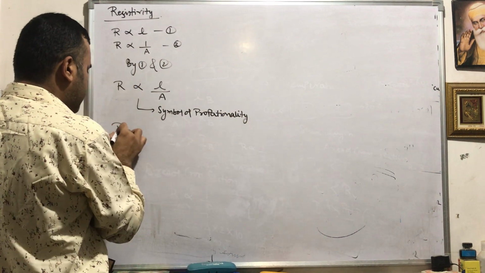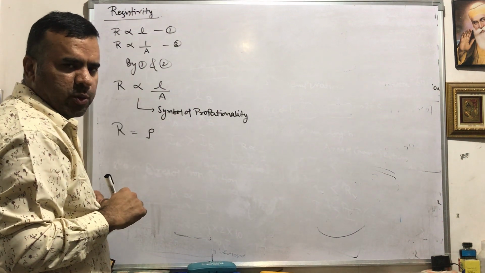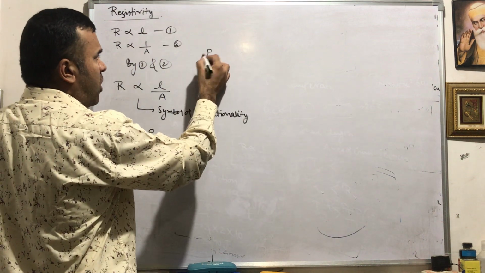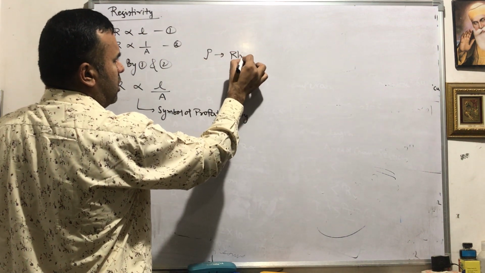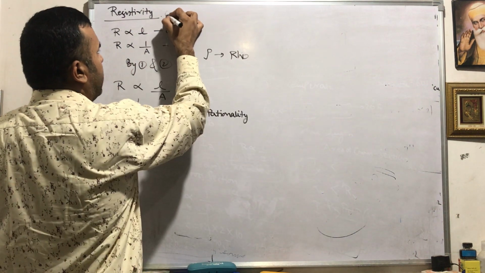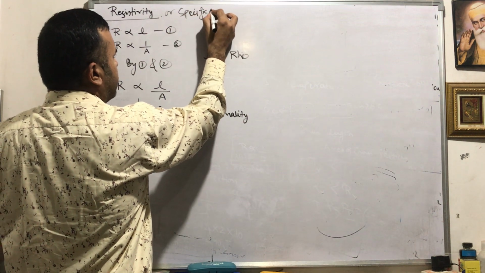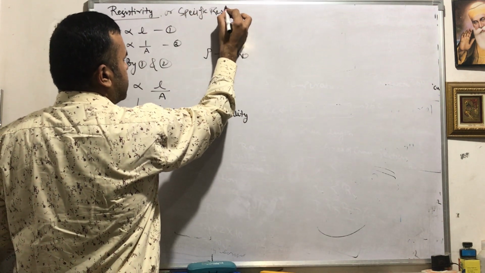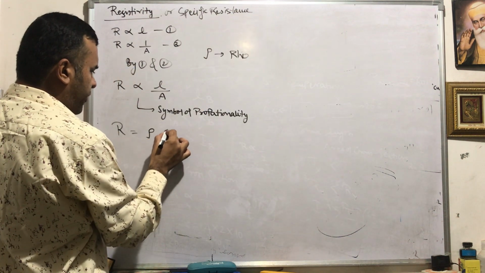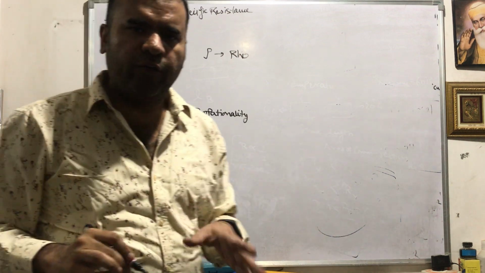If you remove this symbol of proportionality, then a constant will come here. This constant is called rho. It is the symbol of resistivity, whose other name is specific resistance. What is the other name of resistivity? Specific resistance, right? So we have a new formula of resistance, apart from V upon I.